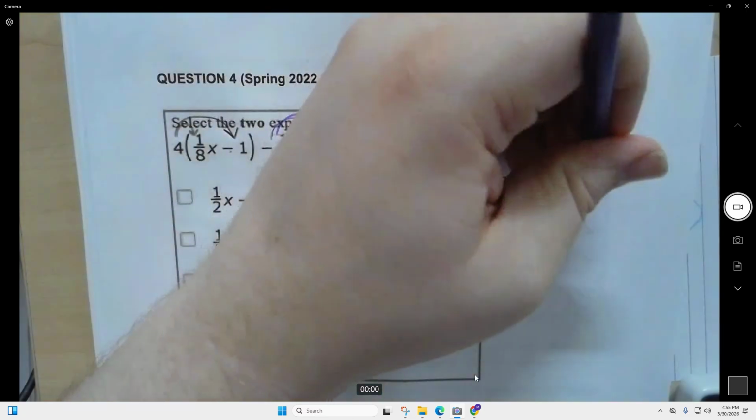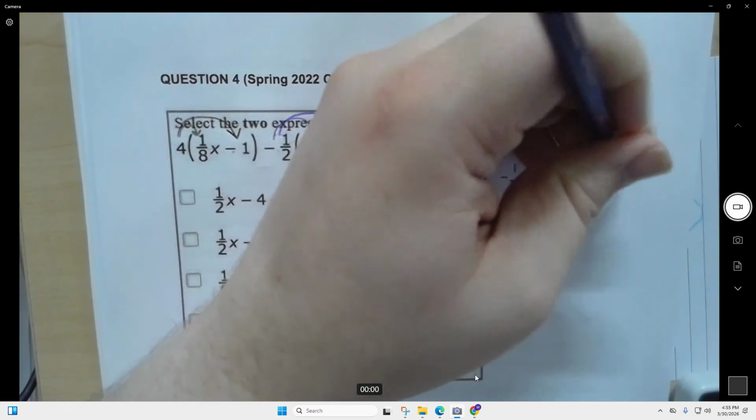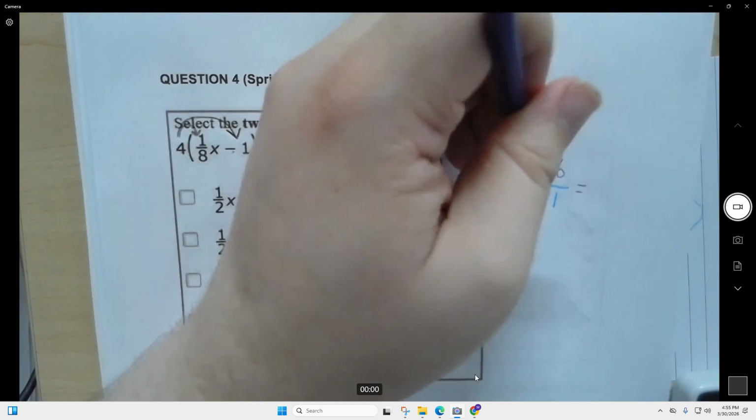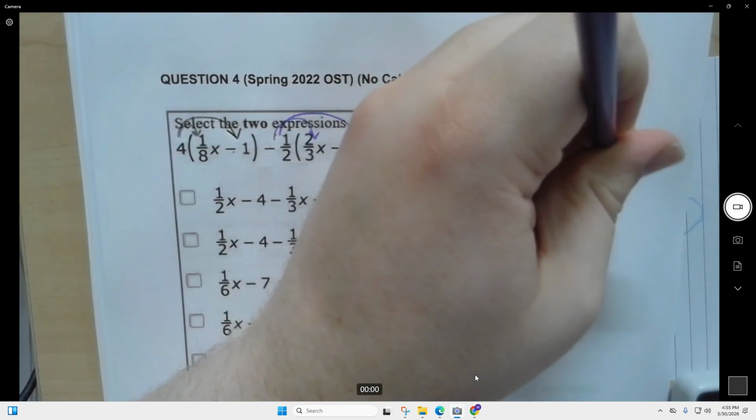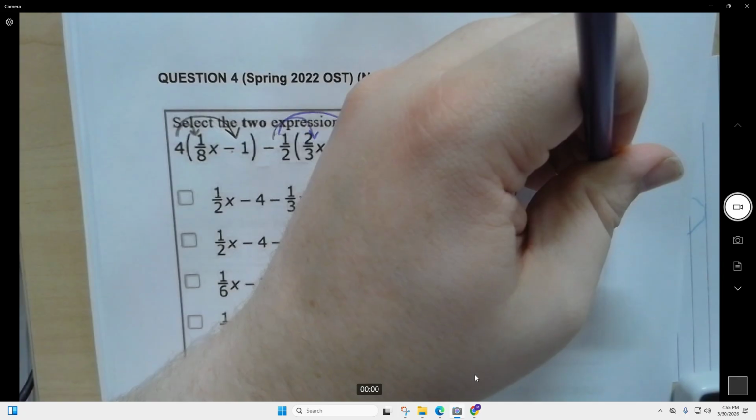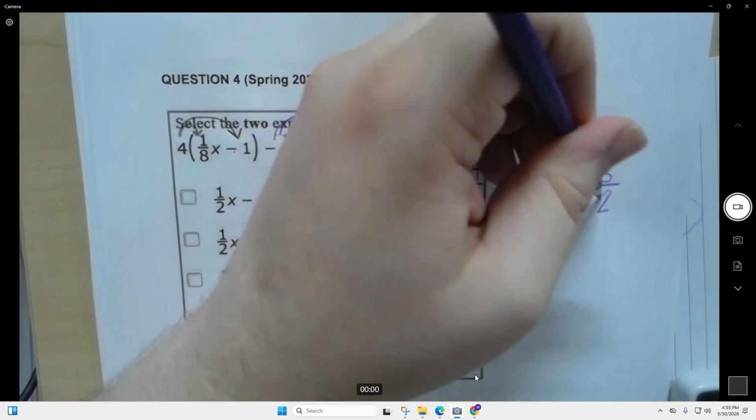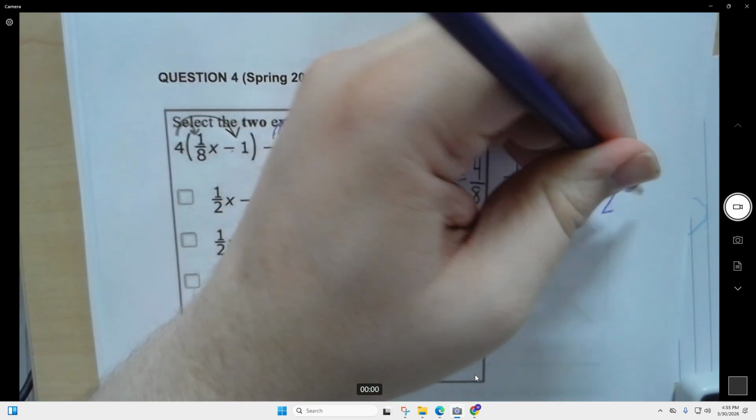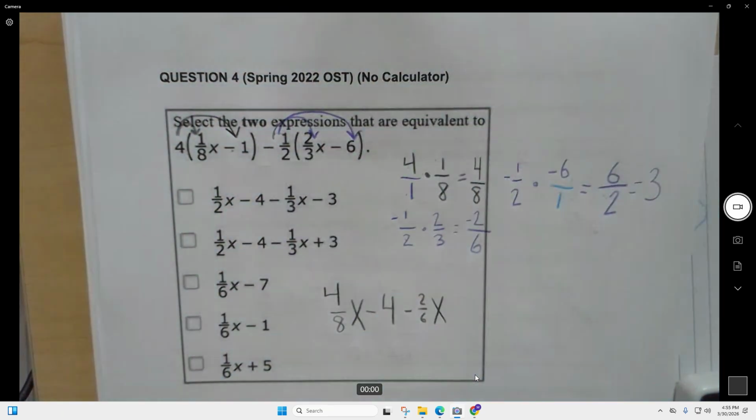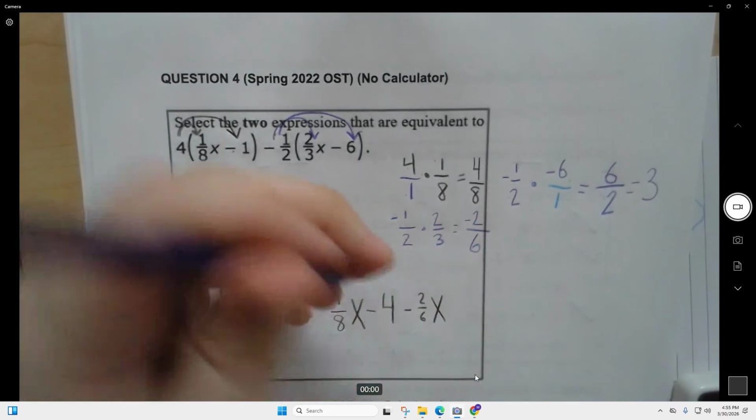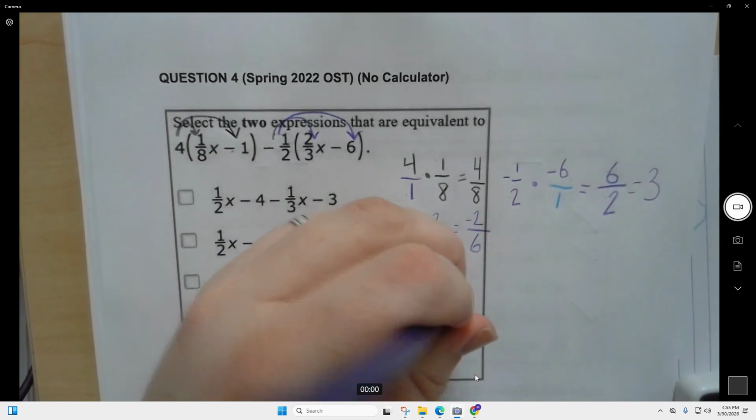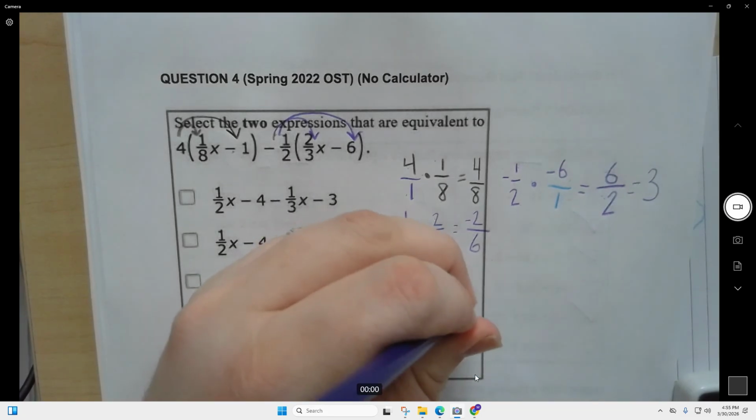And multiply across. Negative 1 times negative 6. Two negatives make a positive. 1 times 6 is 6 over 2 times 1 is 2. 6 divided by 2, because remember, that's all fractions are. It's just a fancy way of saying division. 6 divided by 2 is 3. So plus 3.